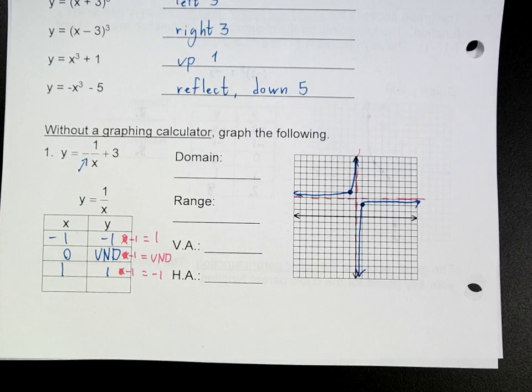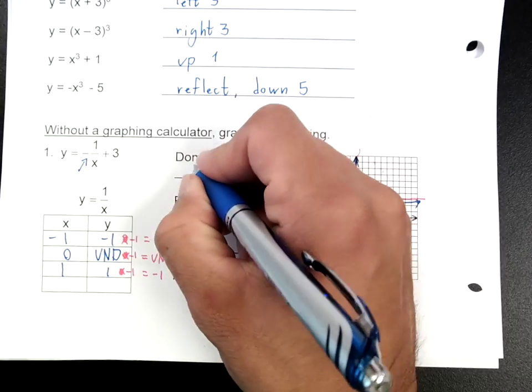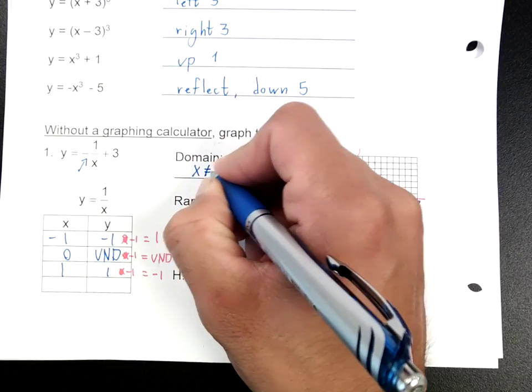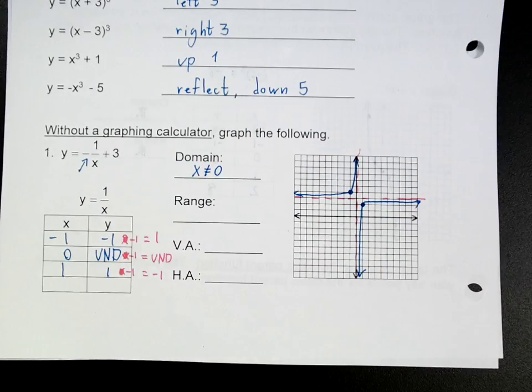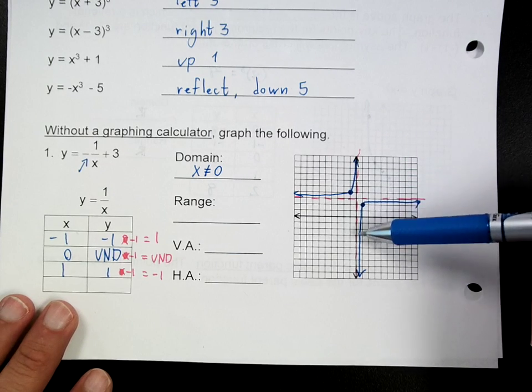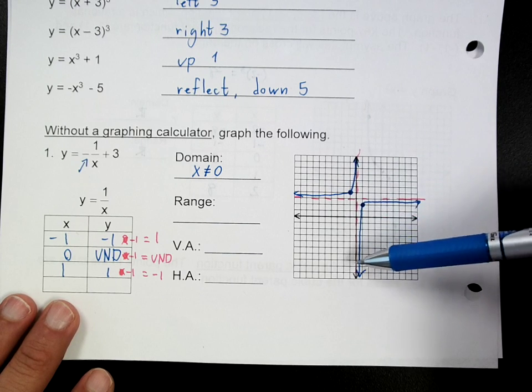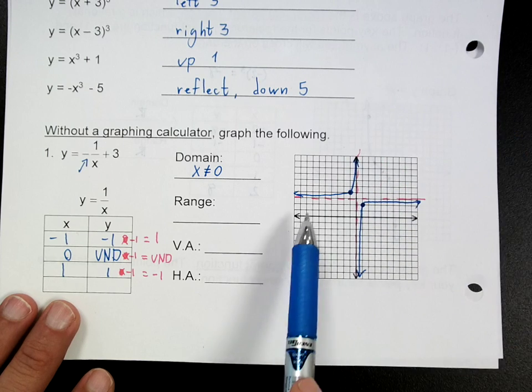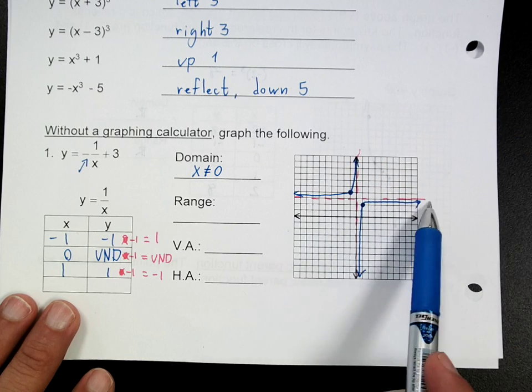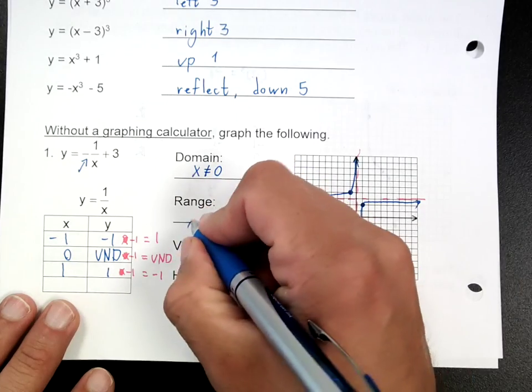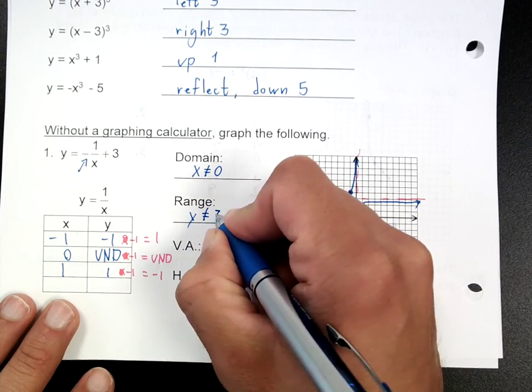What's the domain? Did I move left or right? I didn't move left or right, correct? So this is still, x cannot be equal to 0. Now, there's one thing that you should know. This line right here, this vertical asymptote, that's x is equal to 0. That's hard for some people to understand because that's the y-axis, but that's the line x is equal to 0. And this line right here is y is equal to 3, which also happens to be my range. Y cannot be equal to 3.